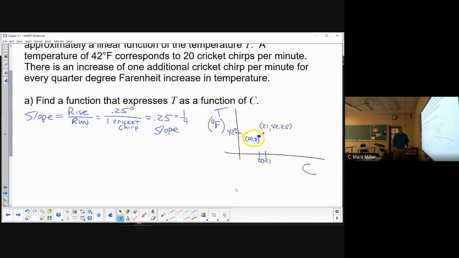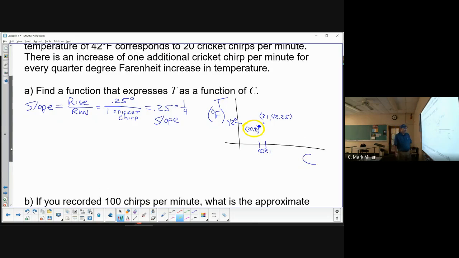So you're told that an increase of 1 cricket chirp per minute corresponded to a quarter of a degree Fahrenheit in temperature. That gives you rise over run: a quarter degree on top corresponds to 1 cricket chirp on the bottom, because the cricket chirp is your run, your horizontal variable. And that winds up with a slope of a quarter.